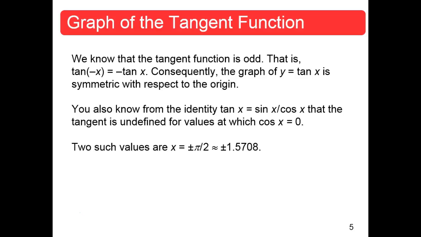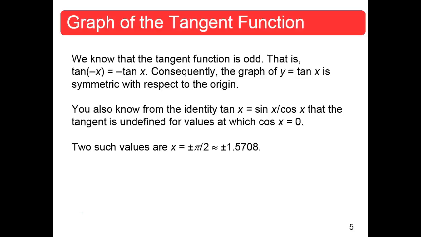We know that the tangent function is odd. Do we really know that? f of minus x is always minus f of x. That's true for tangents, so they're always odd. So tangent of negative x is equal to negative tangent of x, because whatever you do over here, you do the opposite over there. Consequently, the graph of y equals tangent x is symmetric with respect to the origin, meaning that what you see up here is the same down here with respect to the origin.